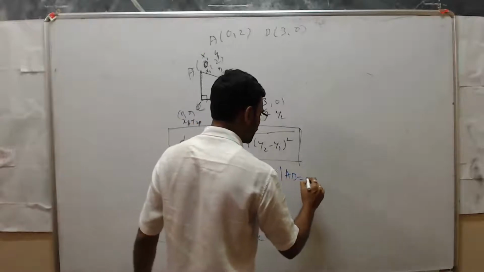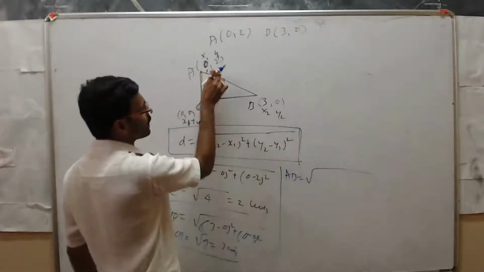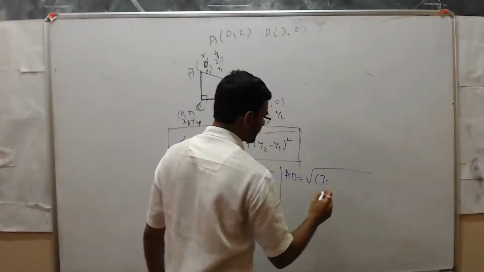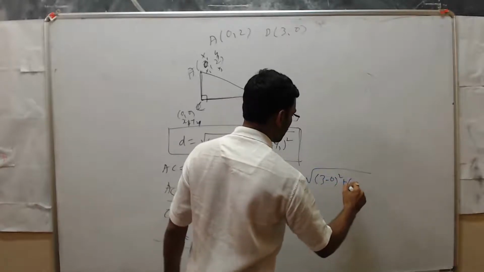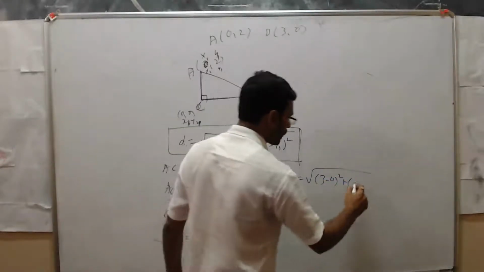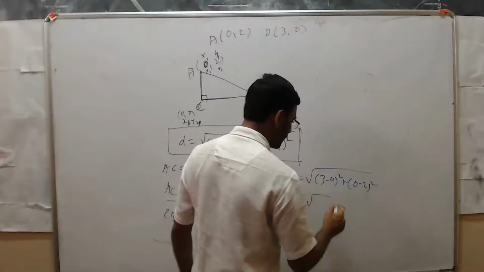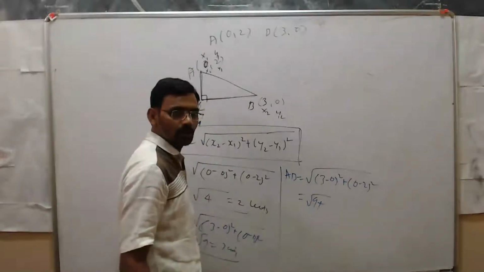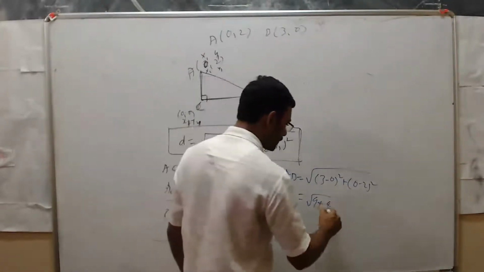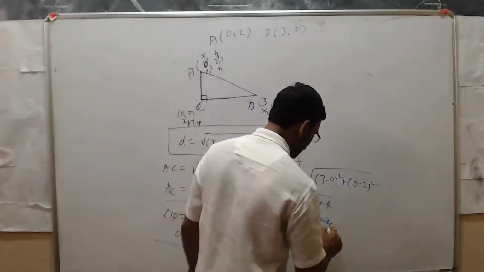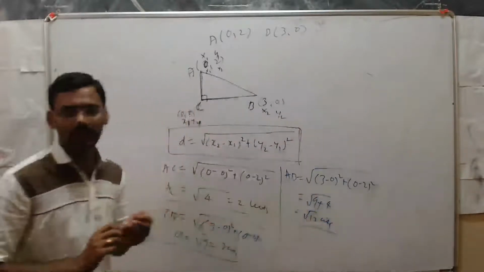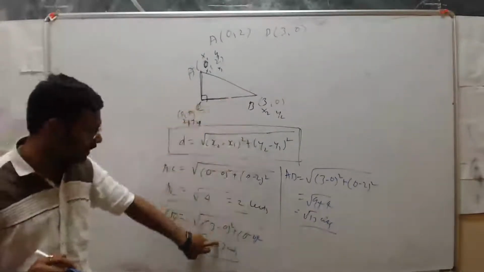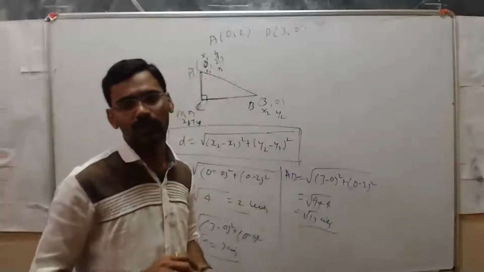Then how can we find the distance of AB? Same formula. AB is equal to root. If AB is the distance, it means x1 y1, x2 y2. Therefore here x2 value is 3 minus x1 value 0, whole square, plus y2, 0 minus 2, whole square. Therefore 3 minus 0 is 3, 3 square is 9, plus 0 minus 2 is minus 2, minus 2 square is plus 2 square, which is 4. Therefore 9 plus 4 is root 13 units. So distance of AC is 2 units, distance of CB is 3 units, distance of AB is root 13 units.